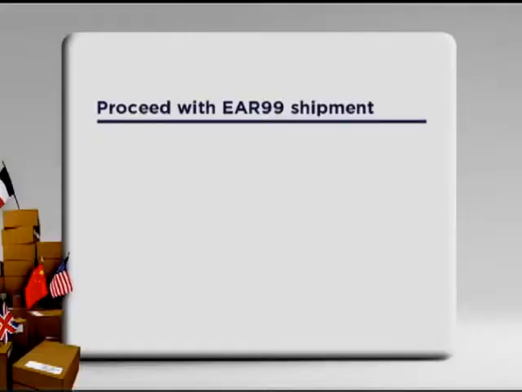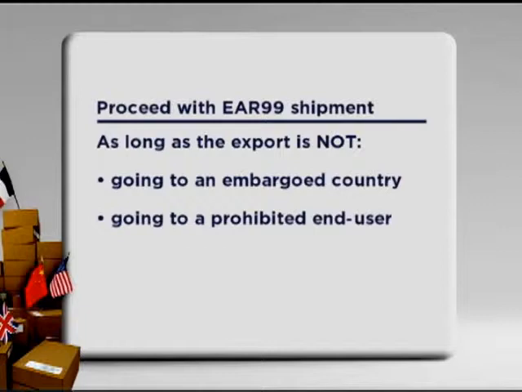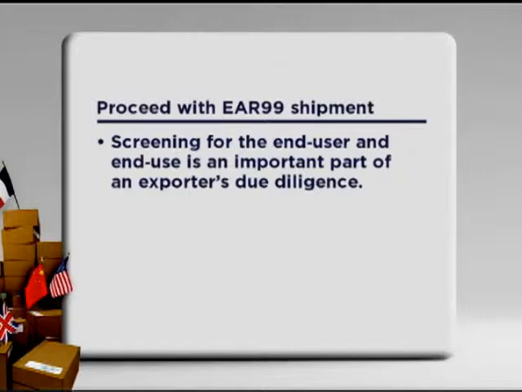So my item will be specifically described in a particular ECCN, or it will be EAR99. That's correct. Sounds like I've got an EAR99 item. Then it's smooth sailing from here. Well, that's one way to look at it. In general, if you determine that your item is EAR99, you may proceed with your shipment, provided that the export is not going to an embargoed country, a prohibited end user, or for a prohibited end use. Screening the transactions for these end user and end use based reasons is an important part of your due diligence as an exporter. Okay, that makes sense.